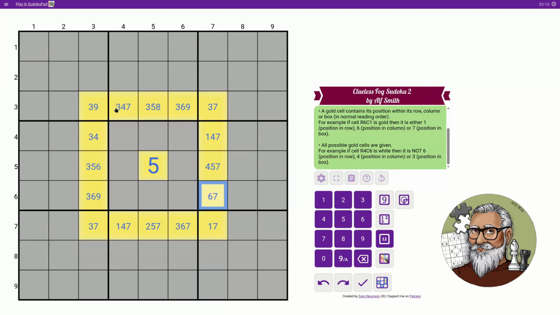Okay. Did that get me anything? Well, it would if I actually took away the... I don't know if it would, but these can't be 5 just because of Sudoku. Right. So what does that mean? What does that mean?